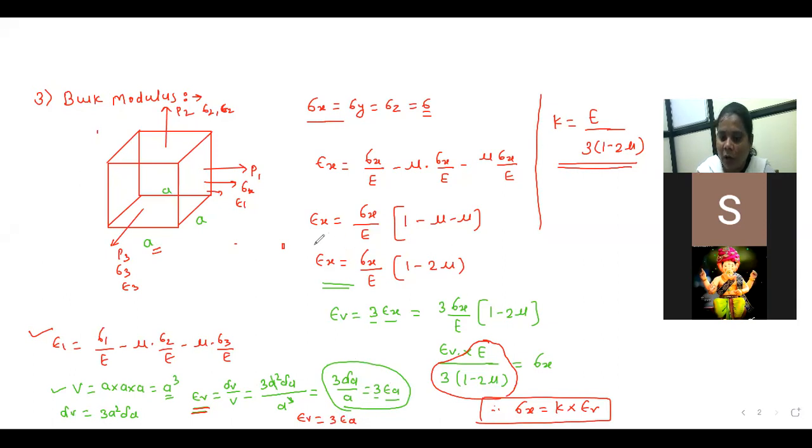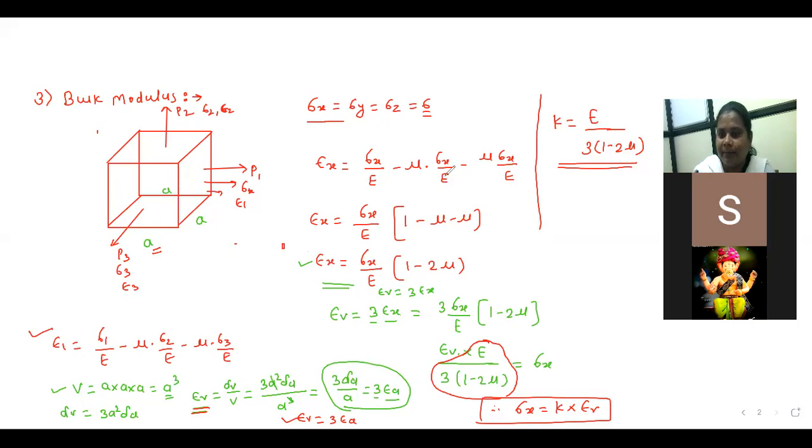Now we have to put in this basic equation. I will write epsilon V is equal to 3 times epsilon x, as per this basic concept. And epsilon x we have already calculated in this step. So here I have put the value of epsilon x, which is sigma x upon E in bracket 1 minus 2 mu.